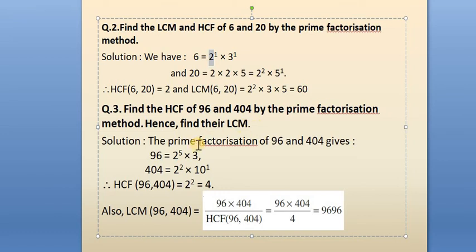Now let's go for another question. That is, find the HCF of 96 and 404 by the prime factorization method, and hence find their LCM. Now this is a keyword, hence find their LCM. It means that first you need to find the HCF, then using the HCF you have to find the LCM. So for that you need to know this property.